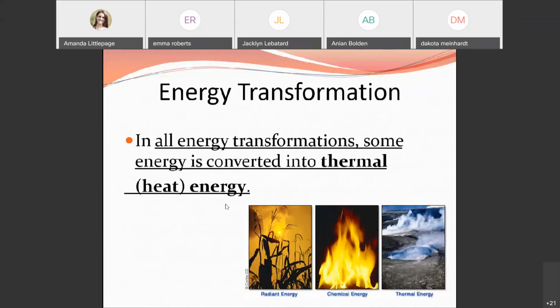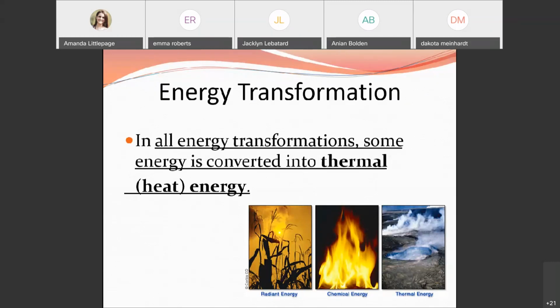One key point to take away from this, and this is something important that I want you guys to remember, is that all energy transformations, regardless if you're going from radiant to chemical or chemical to radiant, thermal energy, anytime energy transfers from one object to another or from one form to another, there is always energy loss in the form of heat or thermal energy.